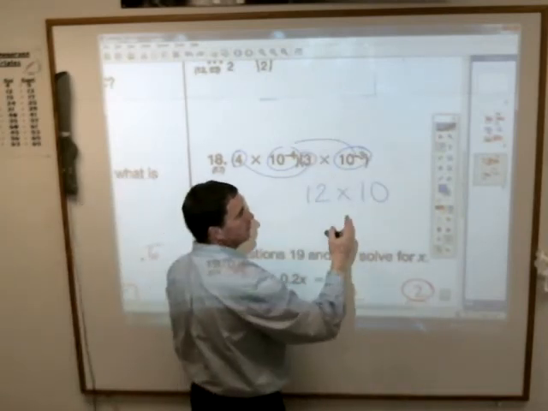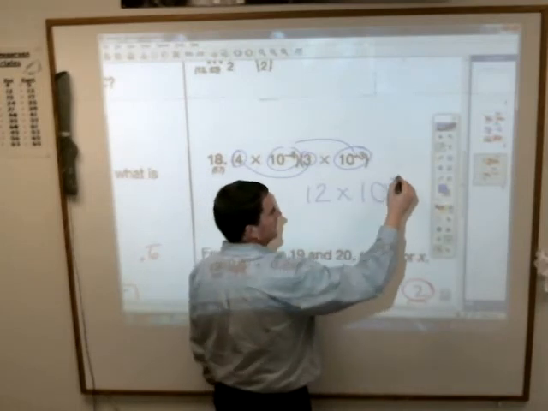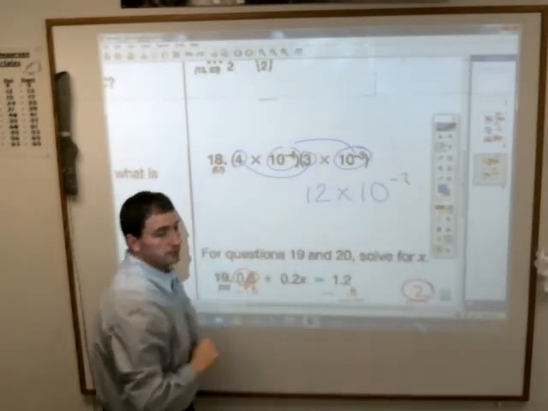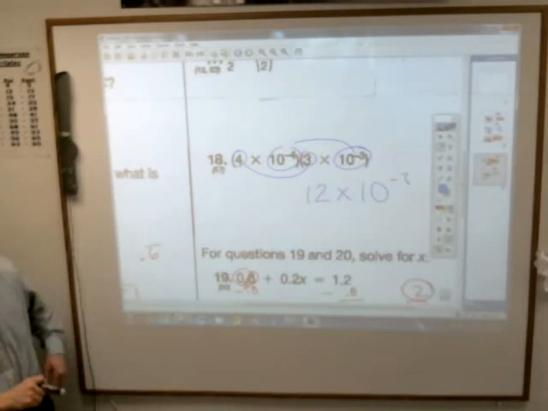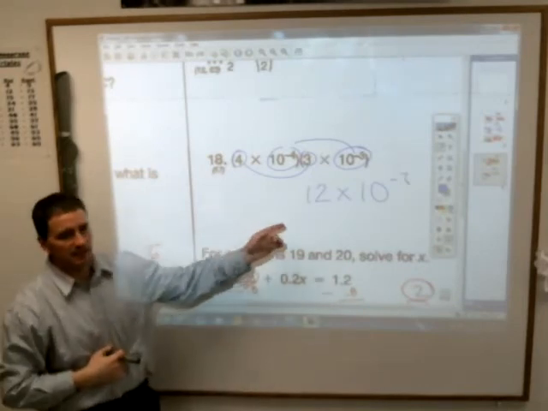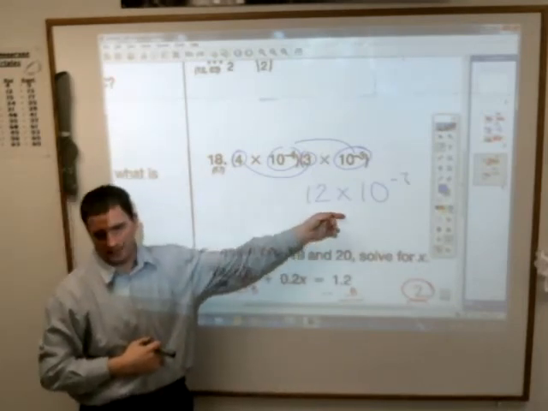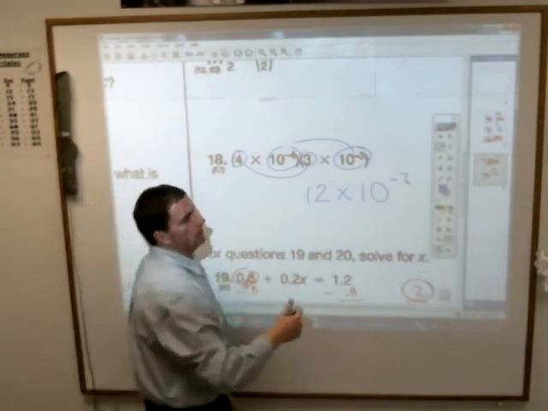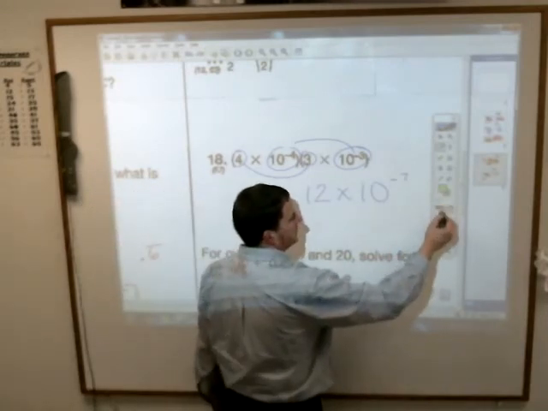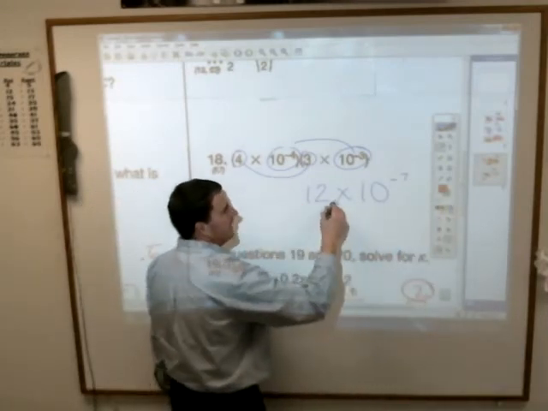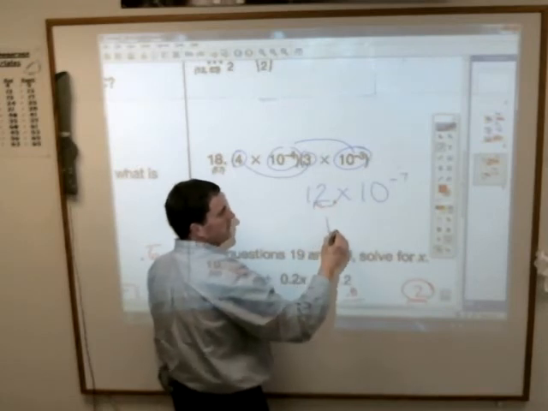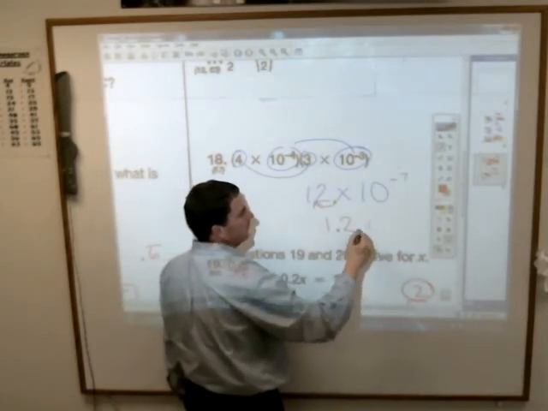What is a negative 4 plus a negative 3? Negative 7. Now the issue with this, Jack, you with me, is that this is not in scientific notation anymore, and you need to make it in scientific notation. So you need to take the decimal in 12, move it back a place, so this is now 1.2, and here's what we talked about before.